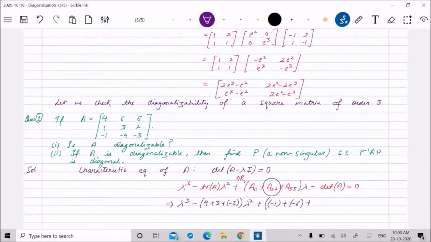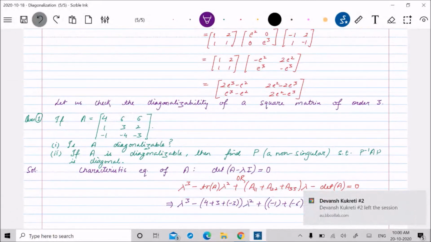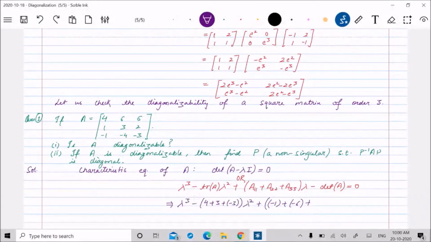Cofactor of A33, the third element of the diagonal. Find the cofactor of this element. That will be 12 minus 6, so that will be 6 lambda. And as the students already found the determinant of this matrix, which was minus 12, that gives me lambda cube minus 4 lambda square minus lambda plus 12 equal to 0.